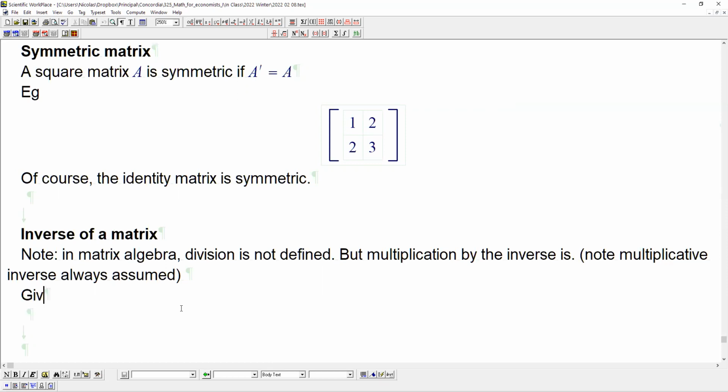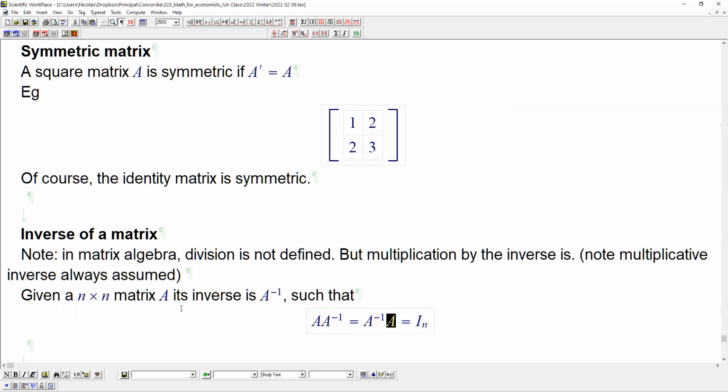Okay, so given an n by n matrix A, its inverse is A minus 1, such that A A minus 1 equals A minus 1 A equals the identity matrix, and I'm going to say it's the n identity matrix, meaning the identity matrix that you get, of course, with n rows and n columns.